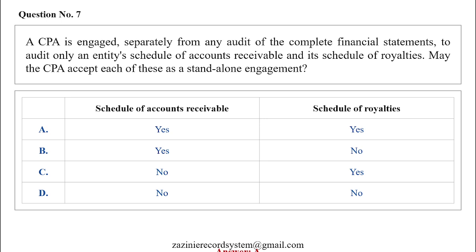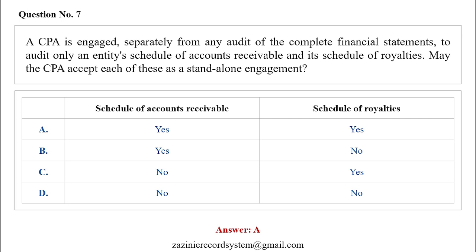Explanation. Letter A is correct because a CPA can audit a specified account, schedule, or element of financial statements as its own standalone engagement, completely apart from any audit of the full financial statements. Both the receivable schedule and the royalty schedule qualify equally for this kind of specified element engagement.